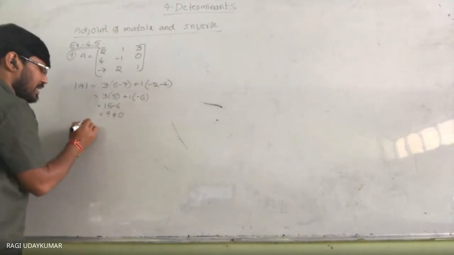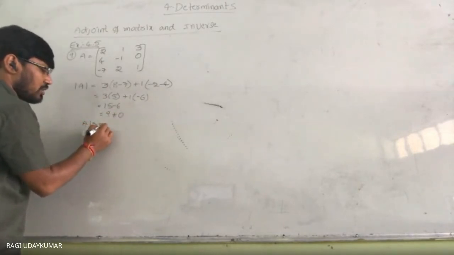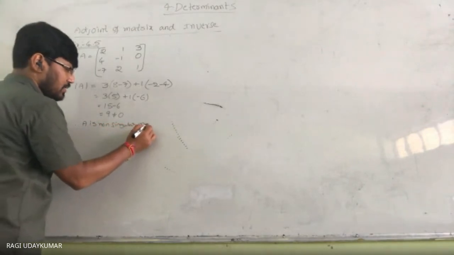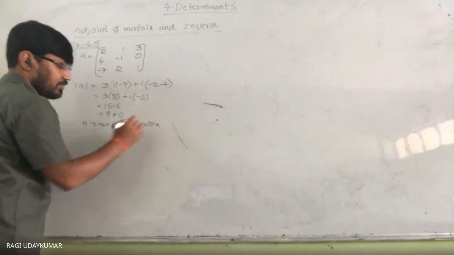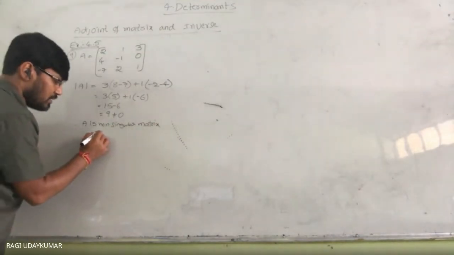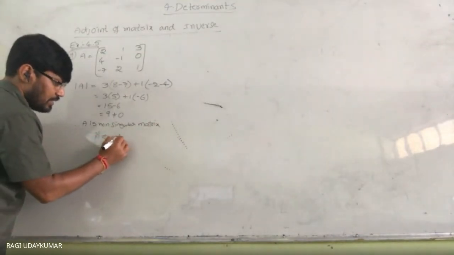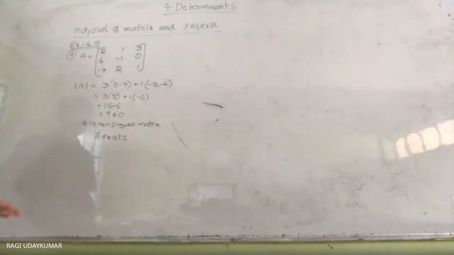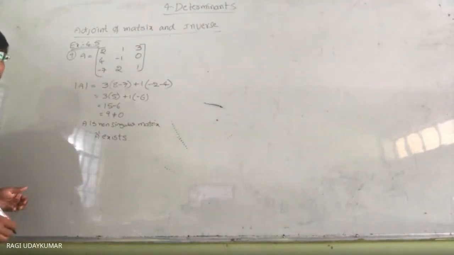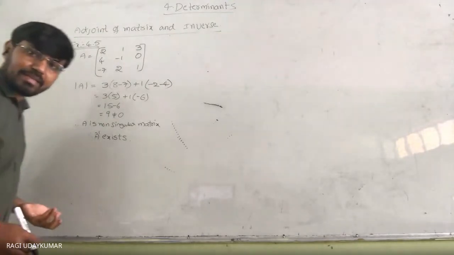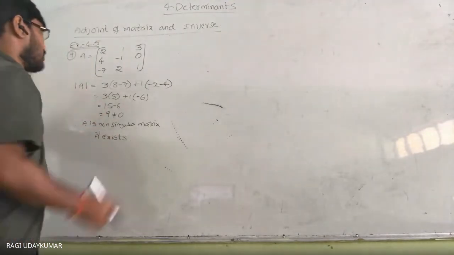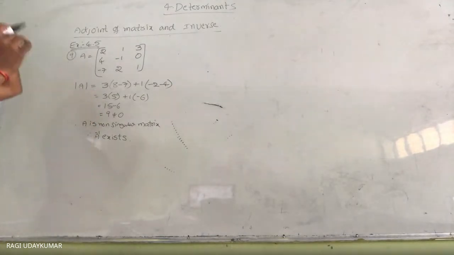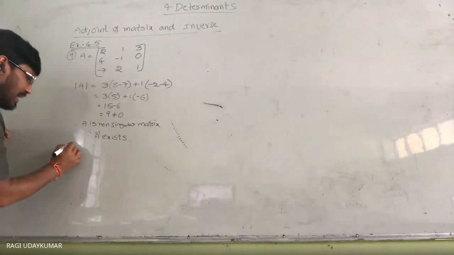Therefore, A is a non-singular matrix. Therefore, A inverse exists. To find the inverse, we need the adjoint matrix, and for the adjoint matrix we need cofactors. So let us find every element's cofactor. As it is a 3 by 3 matrix, better you write A11 first.